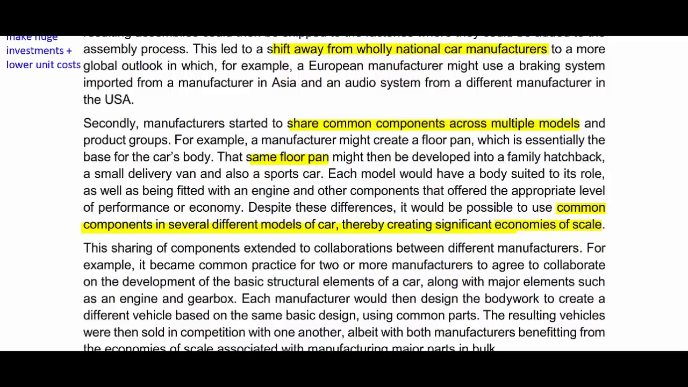It's also important to point out that in this area, there are now fewer setups necessary for different components. Imagine you have to use a different floor pan for each and every model. Well, then you would have to reset the machinery, the robotics, to produce the different component, and that would take time, and the time would add cost.